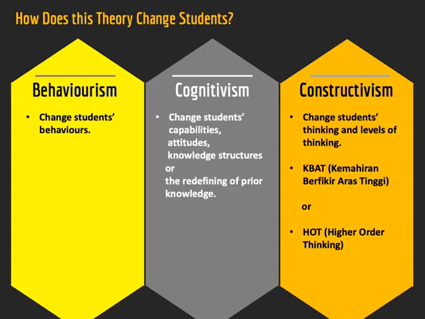So how do these theories change students? Behaviorism changes students' behavior. Cognitivism changes students' capabilities, attitudes, knowledge structures, or the redefining of their prior knowledge. Constructivism changes students' thinking and levels of thinking, normally what we call higher order thinking skills or KEBAT, kemahiran berfikir aras tinggi.